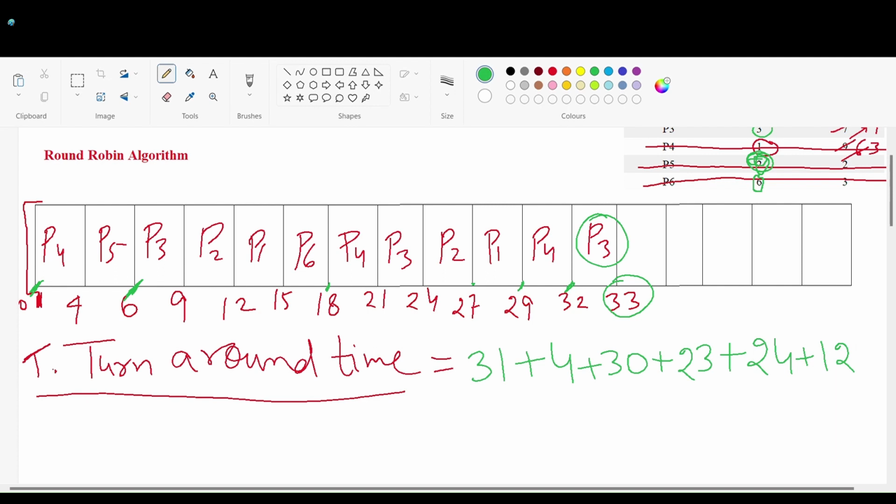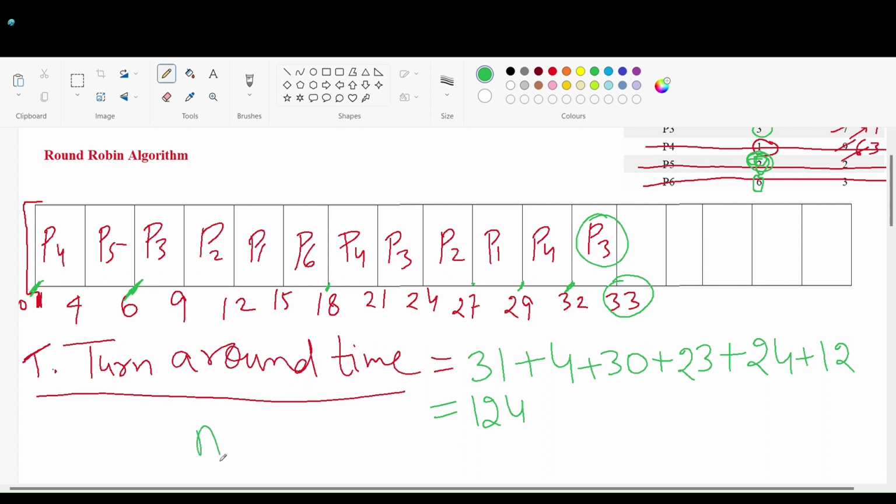So the total turnaround time taken by the processes is 31 plus 4 is 35, plus 30, plus 23, plus 24, plus 12. The total time is 124.